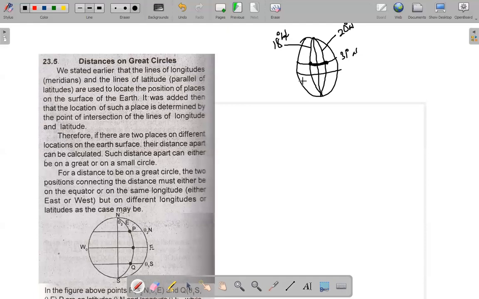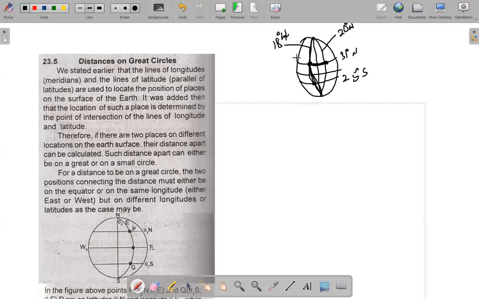It will be on a great circle. Let's assume I have another point that is located at, say, 25 degrees south. This is the point. Now, the distance between this point and this point is on a great circle because it's on this line of longitude. So the point I'm trying to make is, if the two positions whose distance you want to determine are both on the same longitude, then that is a distance on a great circle. If they are on the equator, it's also a distance on a great circle.